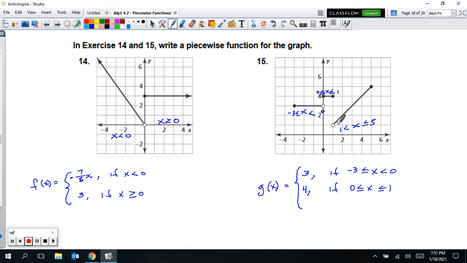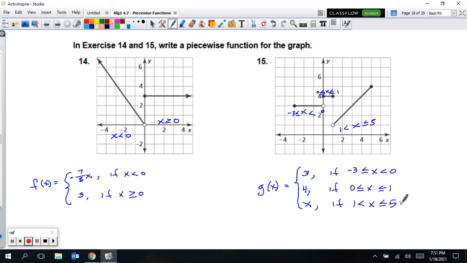And then the last one, this one's going to be the more complicated one. We need to figure out what the slope is. The slope is, looks like 1: up 1, right 1, up 1, right 1. So my y-intercept would be at 0, because if I go down 1, left 1, the y-intercept would be there at 0. So it's just going to be x, just a plain old x, actually. 1 is the slope, there is no y-intercept, so it's just an x, comma, if, and then we write this, positive 1 is less than x, is less than or equal to 5.